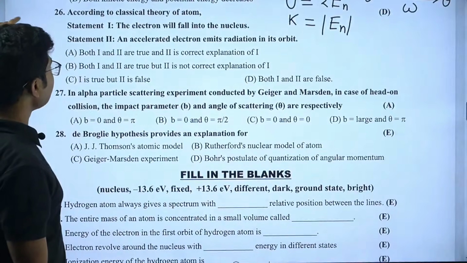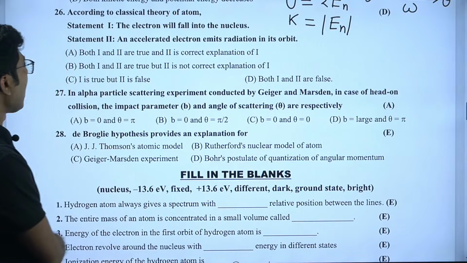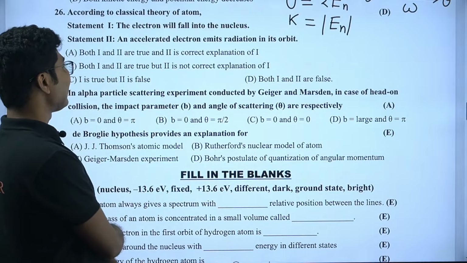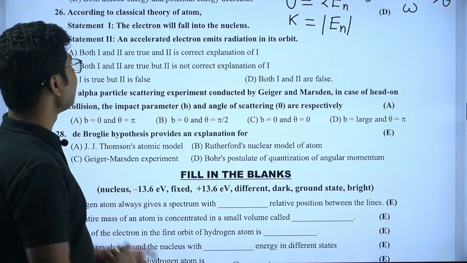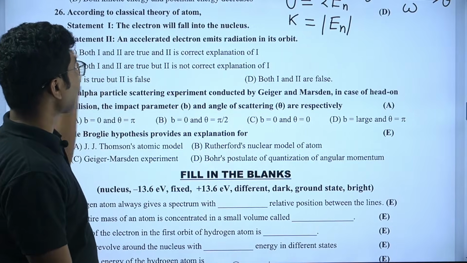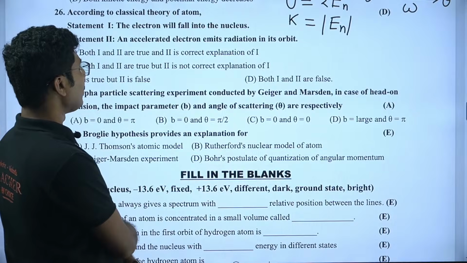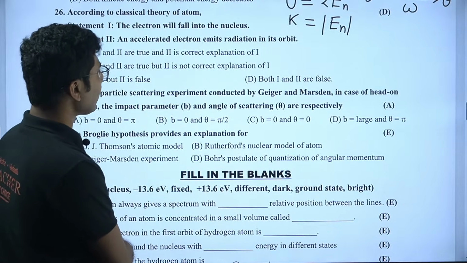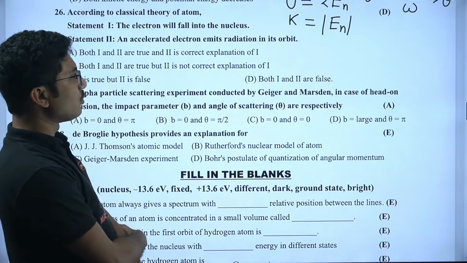According to the classical theory of the atom, statement 1: the electron will fall into the nucleus. Statement 2: an accelerated electron emits radiation in its orbit. Both 1 and 2 are true, and 2 is the correct explanation of 1. Both 1 and 2 are true, and 2 is not the correct explanation. 1 is true, 2 is false. Both 1 and 2 are false.